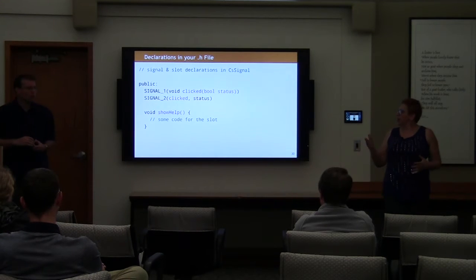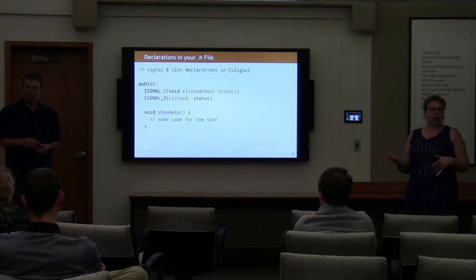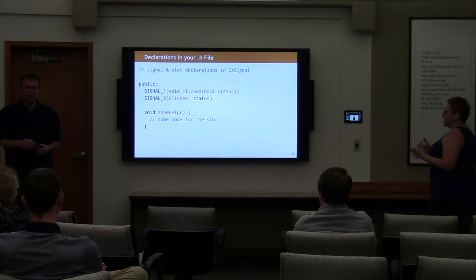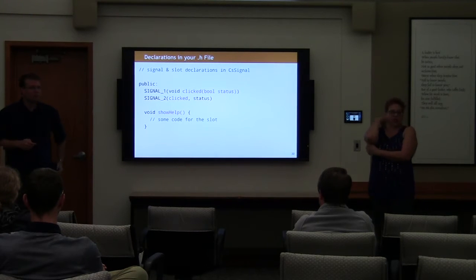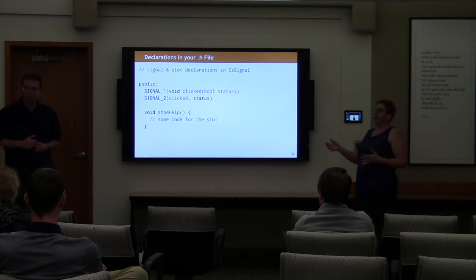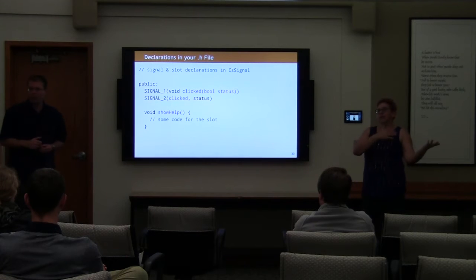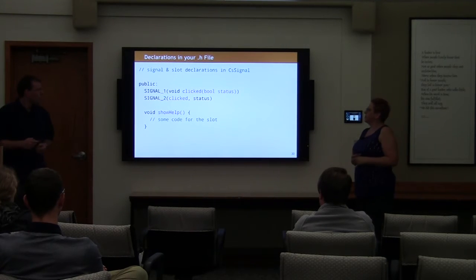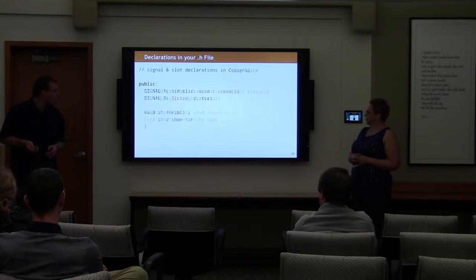So what we're showing in here is just what the declaration would look like in your H file. This is that signal macro that's going to generate the clicked and then give you the call to activate. And as you can see, the slot is just a method. It's just a method. Nothing special about it. Any method, or it could have been a lambda.